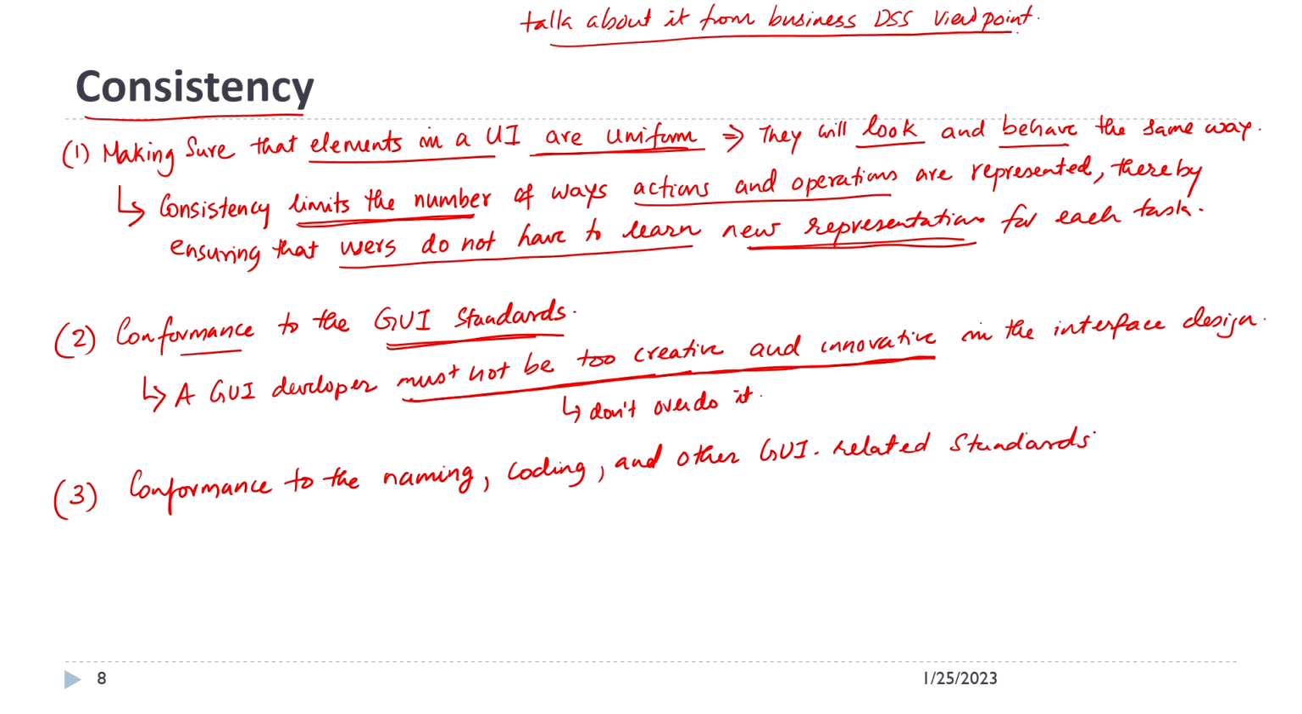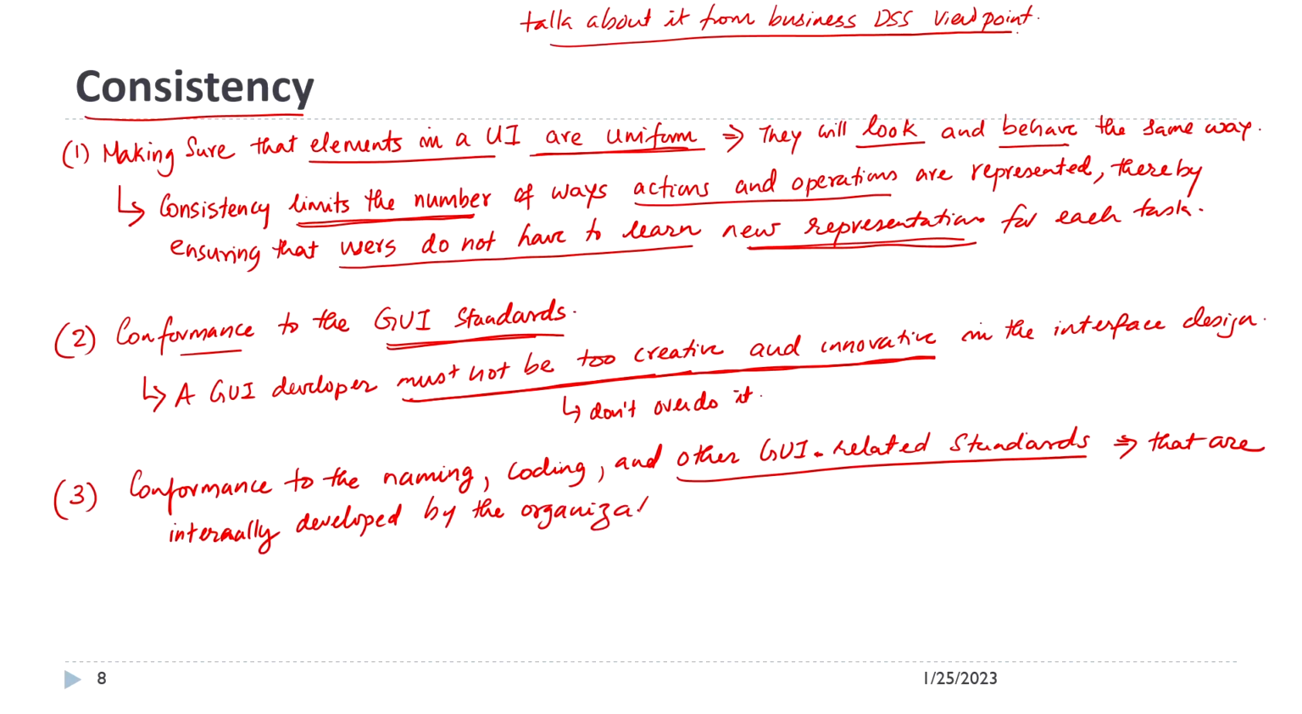Okay. Let us use broader terms. So, this is a much larger set of other GUI related standards. The criticality is conformance to what? Standards that are internally developed by the organization. Okay. So, this is internal, intrinsic to the organization.